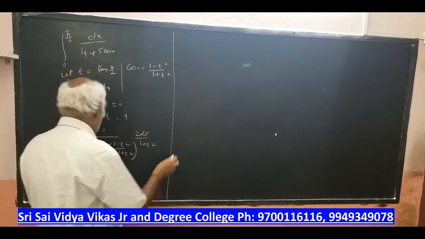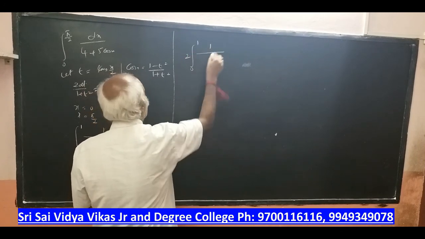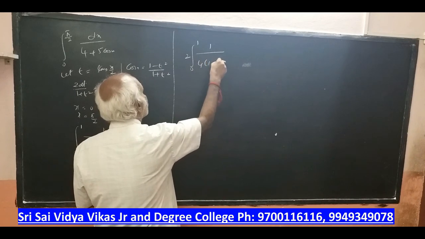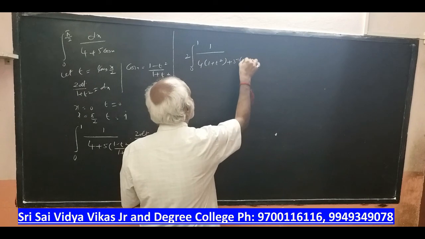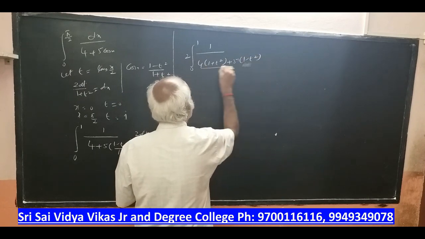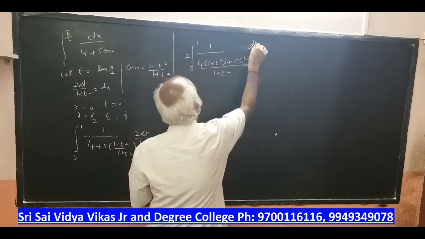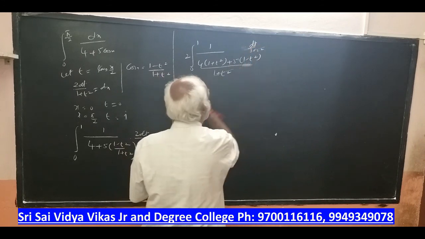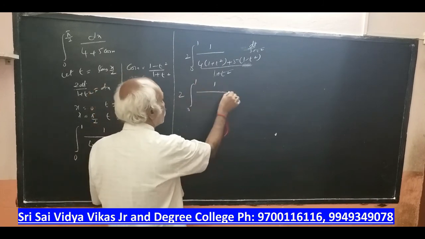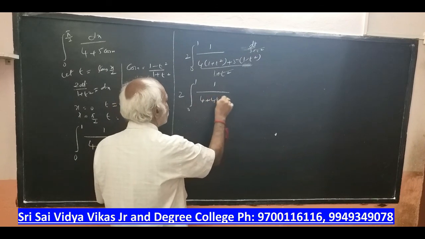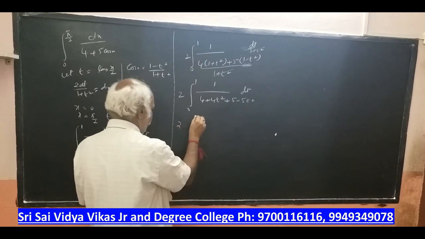Therefore, 0 to 1, 2 outside, 1 by 4 into 1 plus t square plus 5 minus 5 into 1 minus t square by 1 plus t square, dt by 1 plus t square. The 1 plus t square will get cancelled. Open the bracket: 0 to 1, 4t square plus 5 minus 5t square dt.